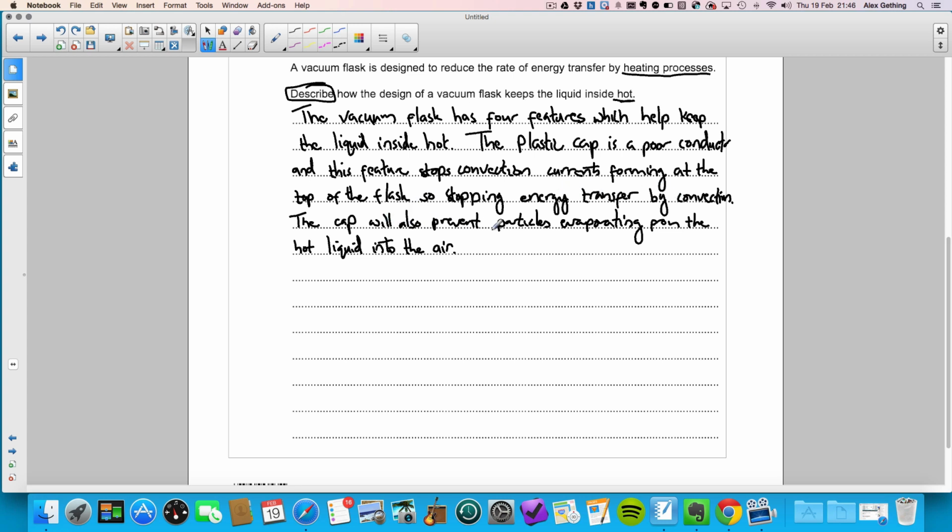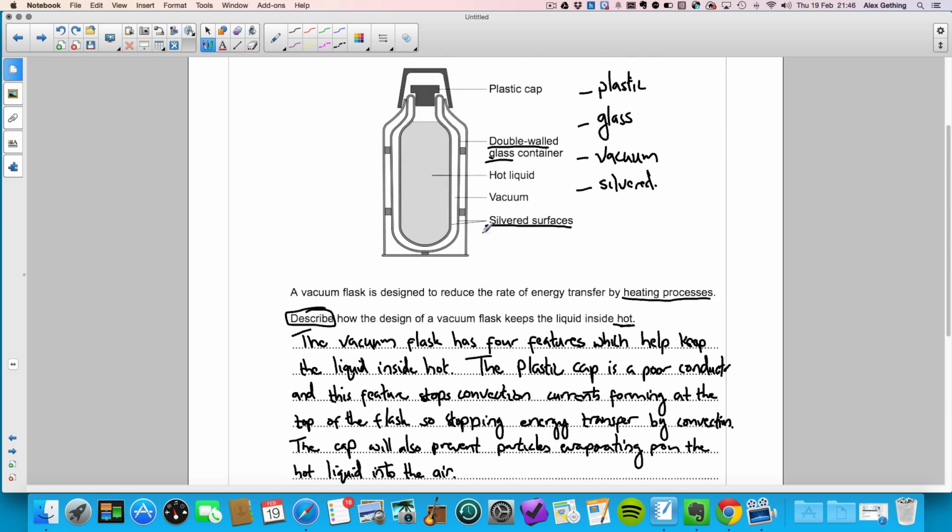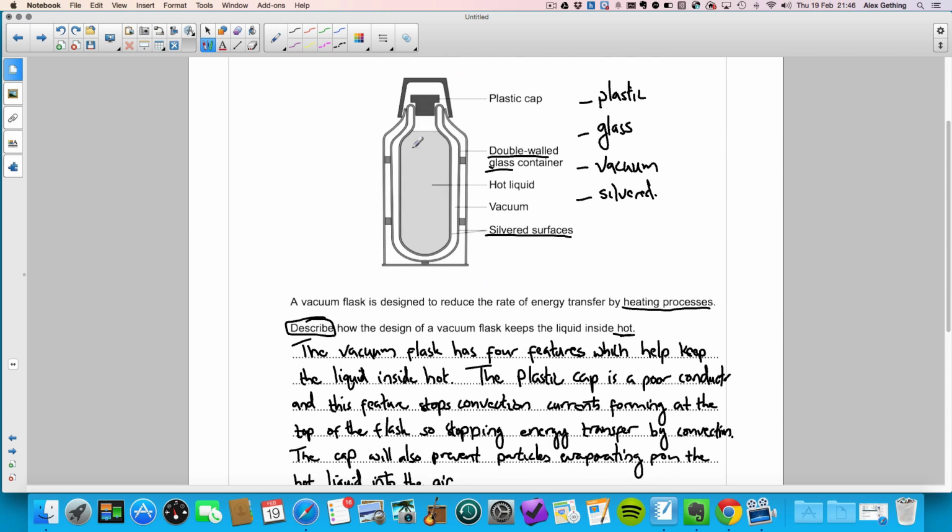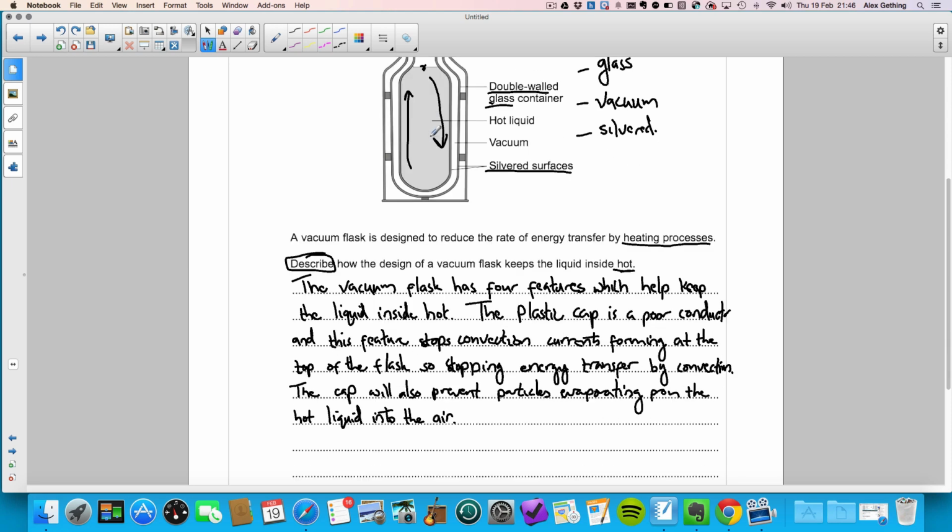The cap will also prevent particles evaporating from the hot liquid into the air. Okay, so if this wasn't an insulator, it would be cooler at the top, and we'd start getting these convection currents going on, which would start transferring heat, and if we were losing heat to the cap, then that would be one way of doing it. If any of these particles could get out, if the plastic cap wasn't a tight seal, then they would also take heat away from the liquid and cool it down.